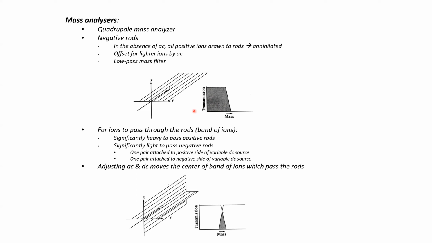So one pair is attached to the positive side of a variable DC source, and the other is attached to the negative side of a variable DC source. Adjusting the AC and DC moves the center of the band of ions which pass through the rods.